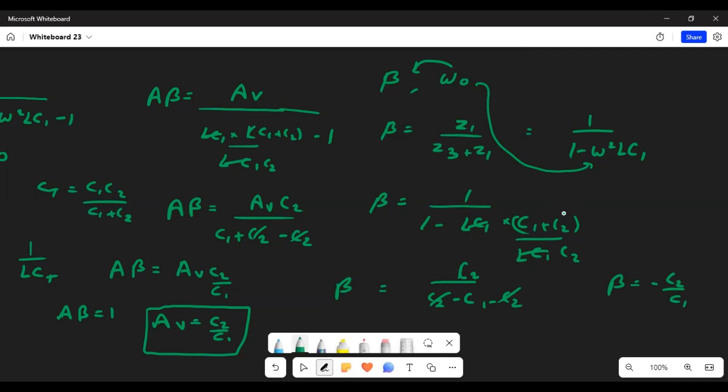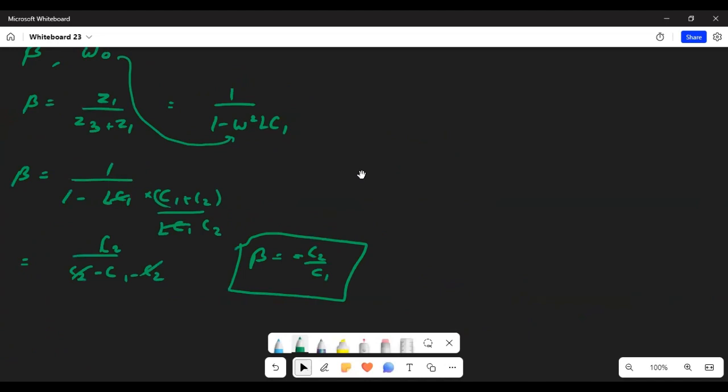The minus sign indicates there will be a 180-degree phase shift. And actually there is a correction in AV. AV should be C1 by C2, not C2 by C1. By mistake I have written AV equal to C2 by C1. So we will get AV will be C1 by C2, beta equal to minus C2 by C1, and omega naught will be 1 by under root L CT, where CT is C1 C2 upon C1 plus C2.